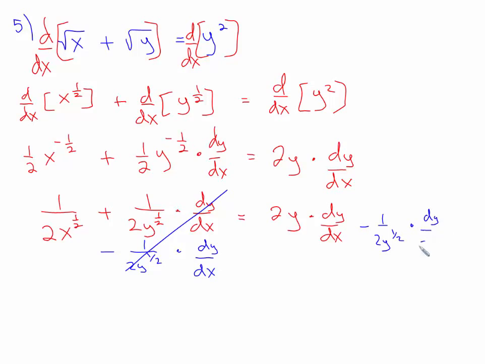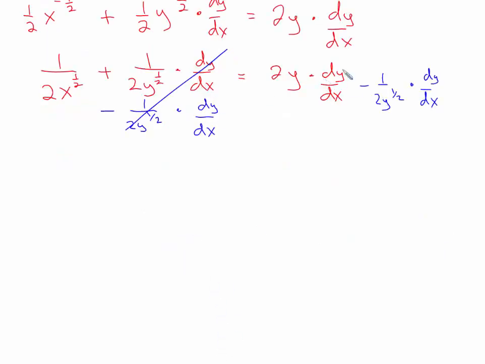times dy dx. Right. So the reason why we do this is, now that we have the dy dx on both sides, you can factor it out, right? So over here I'm left with 1 over 2x to the 1/2 is equal to, I'm going to take out the dy dx, factor it out, and then I'm going to end up with 2y minus 1 over 2y to the 1/2.